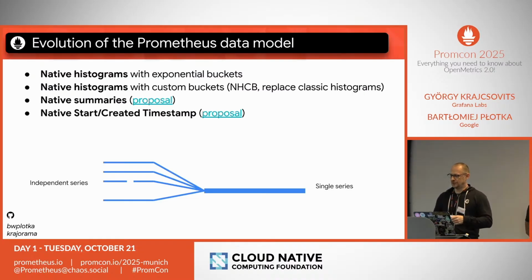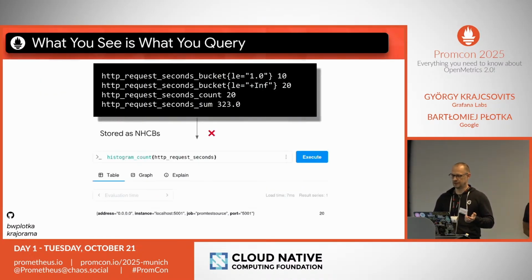But this brings an interesting challenge with regards to the what you see is what you query. So again, this is something that already works. You can turn your classic histograms into NHCB, native histogram custom buckets, but you see that the query is not really querying the same metric that you see in the exposition. And what you see is what you query is no longer true in this case.